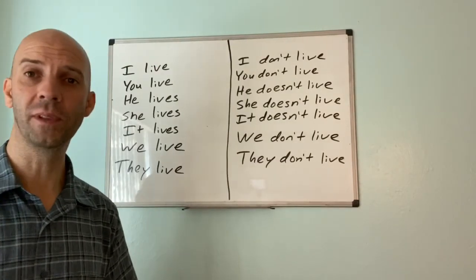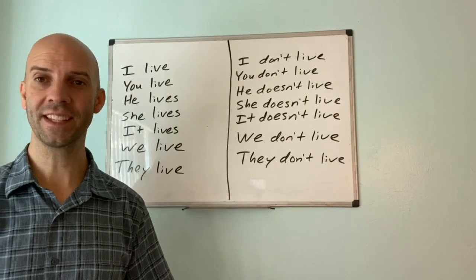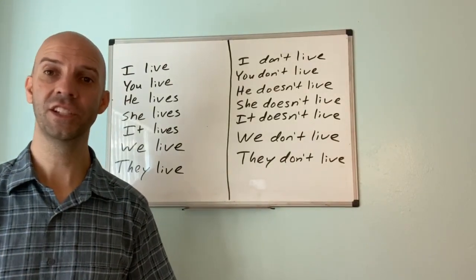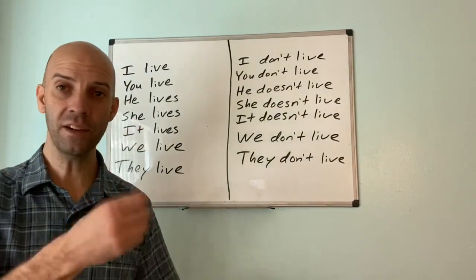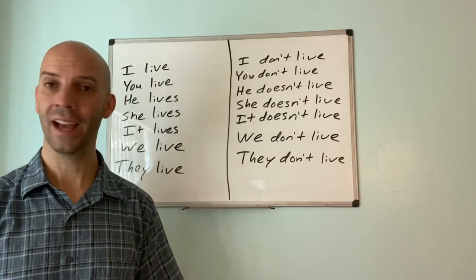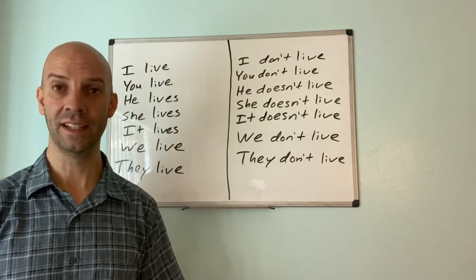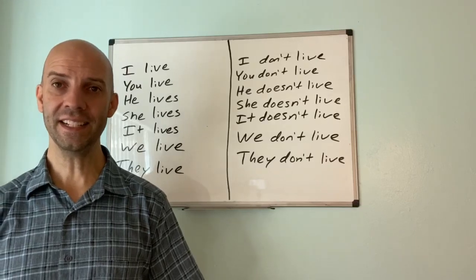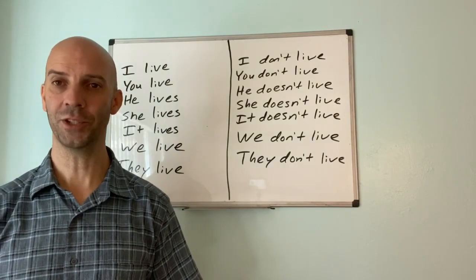Now let's look at the verb live in the simple present. The conjugation for the verb live is I live, you live, he lives, she lives, it lives, we live, they live. Now in the negative we say I don't live, you don't live, he doesn't live, she doesn't live, it doesn't live, we don't live, they don't live.